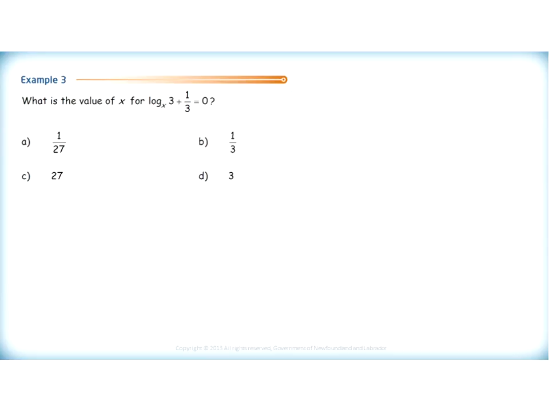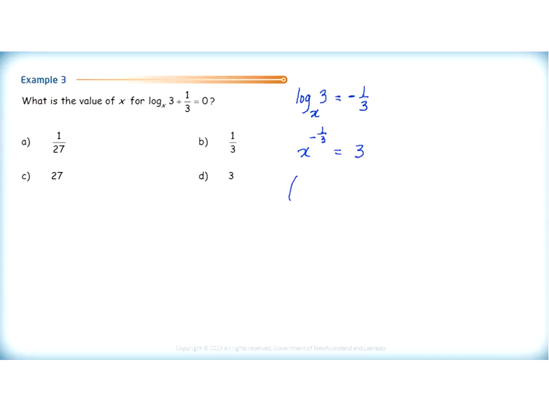In example 3, we are asked what is the value of x for the log of 3 to base x plus 1/3 is equal to 0. So now we are trying to solve this equation for x. So we could rewrite it as the log of 3 to base x is equal to a negative 1/3. In order to solve for x, we need to convert it to exponential form. So we have x raised to the power of a negative 1/3 is equal to 3.